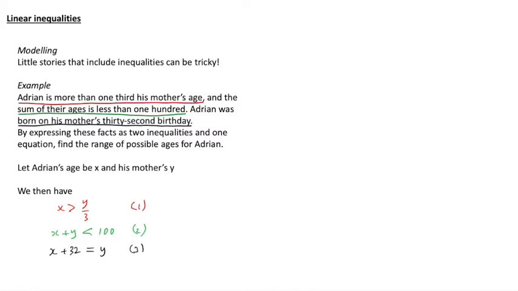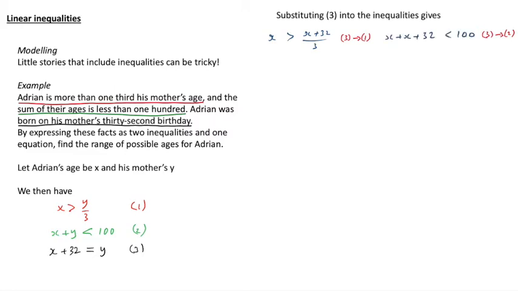So how to proceed? Well, we can use equation 3 and put it into the inequalities and therefore get rid of y from the inequalities. That means we'll only have x's and we can find the range of values for x. So if we put equation 3 into equation 1, then x is greater than y over 3 becomes x is greater than x plus 32 over 3. If we put equation 3 into equation 2, then instead of x plus y is less than 100, we have x plus 32 is less than 100.